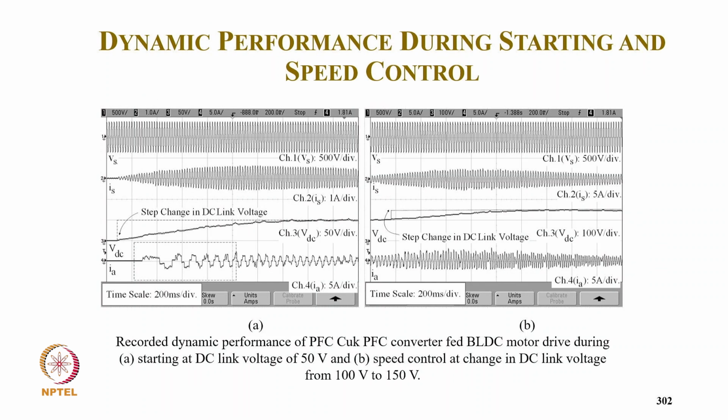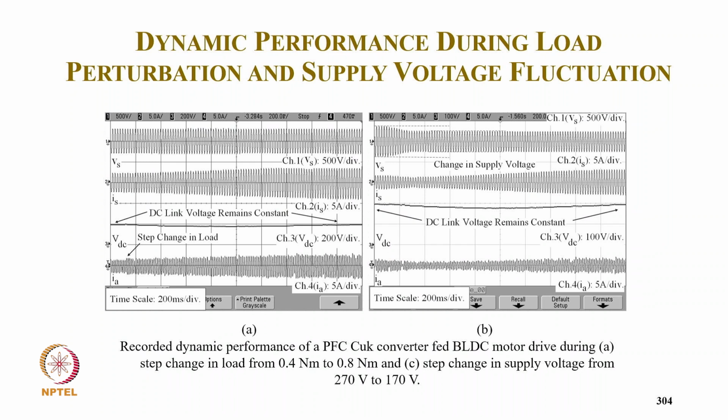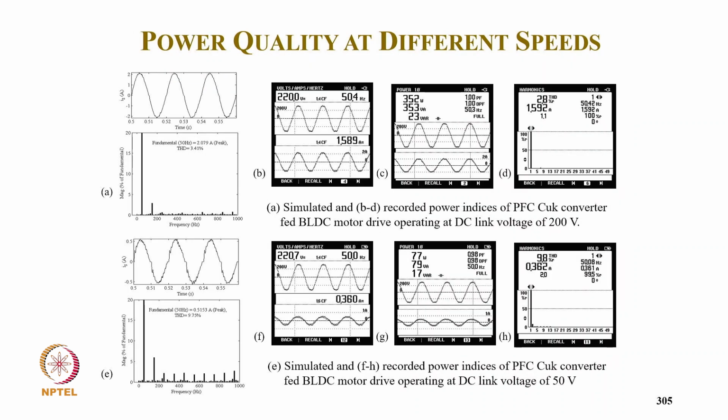The current slowly increases, and you can get a very good power factor correction also. And the step change in DC link voltage and step change to control the speed here. And the load torque change from 0.4 to 0.8 Newton meter, and supply voltage from 270 to 170. And these are the experimental results corresponding to load change and supply voltage variation. You can see that with load torque change the speed does not change too much, and the supply voltage response is slow purposely, so that the inductor current is not drawn from the supply, otherwise the device may be affected.